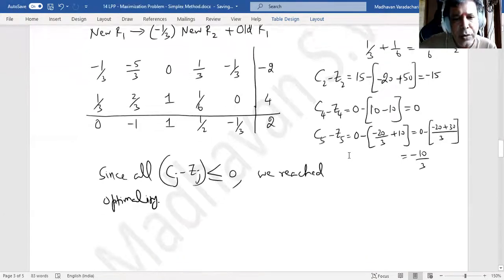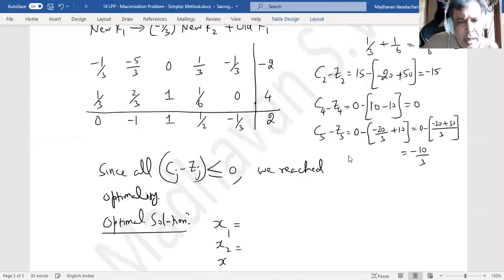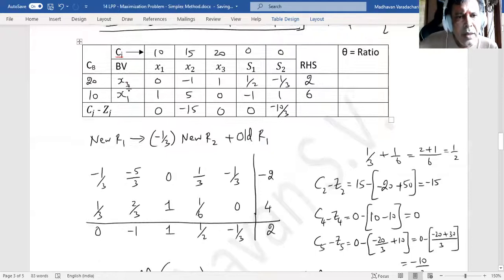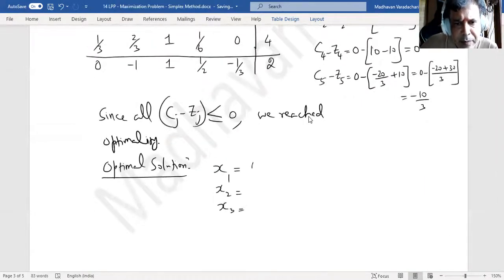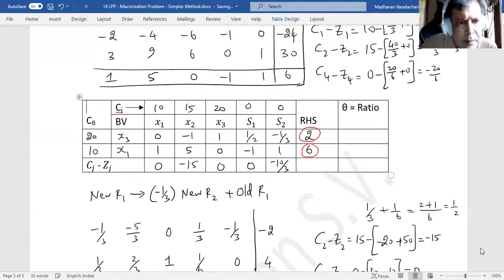Now, what is the optimal solution? Optimal solution, we are interested in finding out what is the value of x1, x2, and x3. Now, how do we find? Just go to this. Whether x1 is available as a basic variable? Yes. What is the RHS for it? It is 6. So fill up here 6. Means from this itself, I can find out x1 it is 6, x3 it is 2.